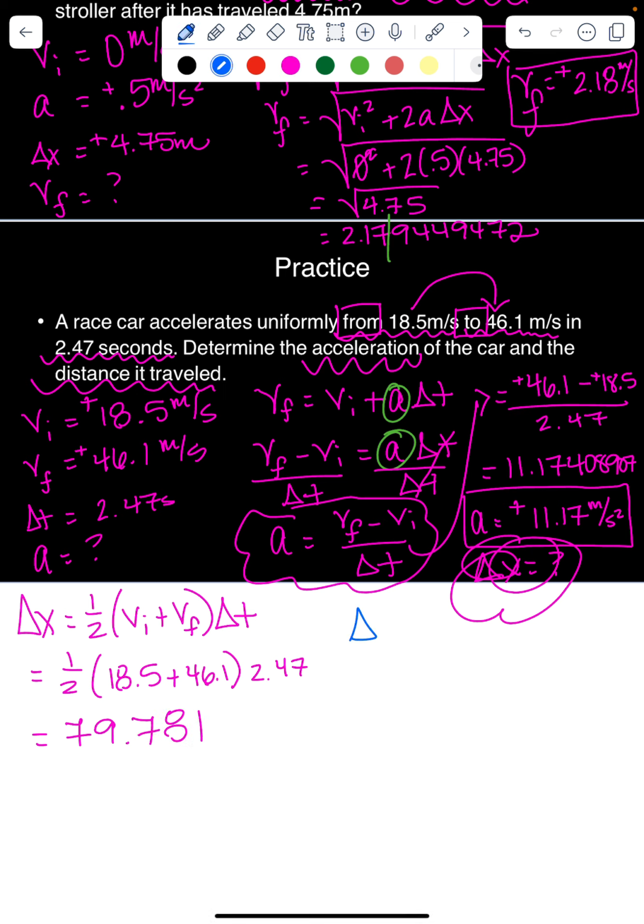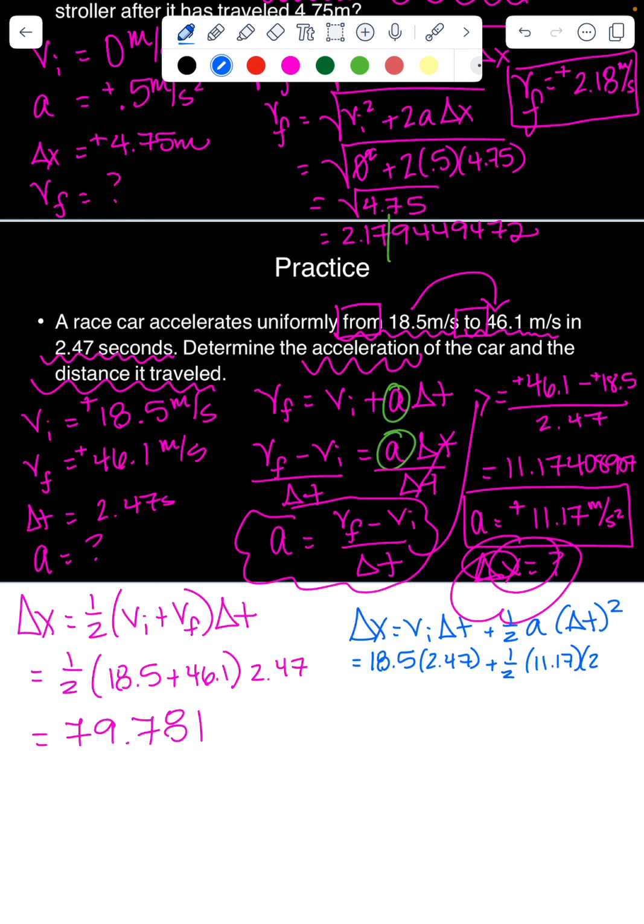Our next one is delta x is equal to v initial times delta t plus 1/2 times the acceleration times delta t squared. Again, we do not have to rearrange, so we can go ahead and plug in our numbers. That's going to be 18.5 times 2.47 plus 1/2 times 11.17 times 2.47 squared.